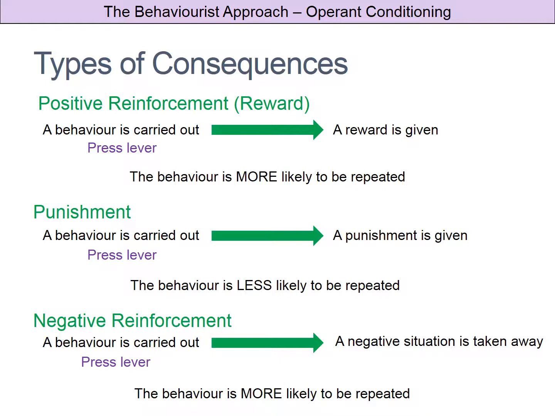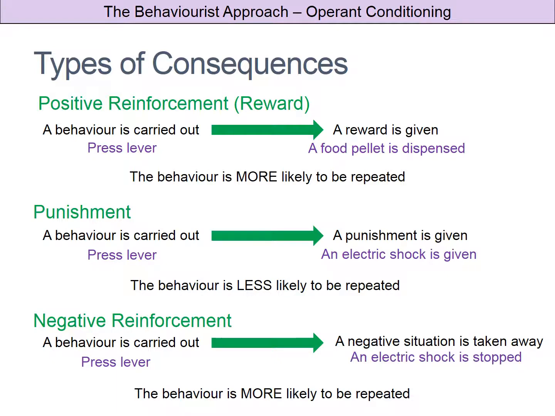So if we take this back to the schedules that we were looking at before, in each case the behaviour carried out is exactly the same, it's pressing the lever. In the reward or the positive reinforcement condition, the reward was the food pellet being dispensed and the rat repeated the behaviour. In the punishment condition, it was the electric shock being given, that was the consequence, and the rat was less likely to press the lever. And in the negative reinforcement condition, the negative situation was taken away, so the electric shock actually stopped, and then the rat was more likely to repeat that behaviour.